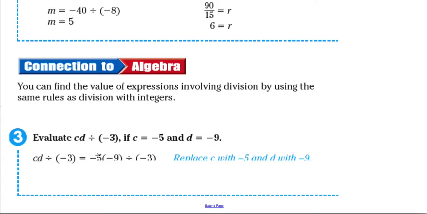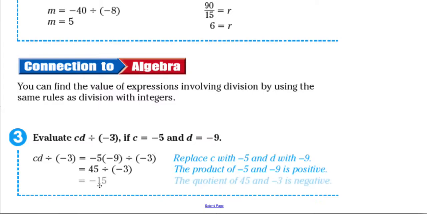And the next step after that would be 45, because a negative multiplied by a negative will give you a positive. Then simply bring down negative 3. You now have a positive divided by a negative. So when you have that, the quotient would be negative. So the quotient of 45 and negative 3 is negative 15.